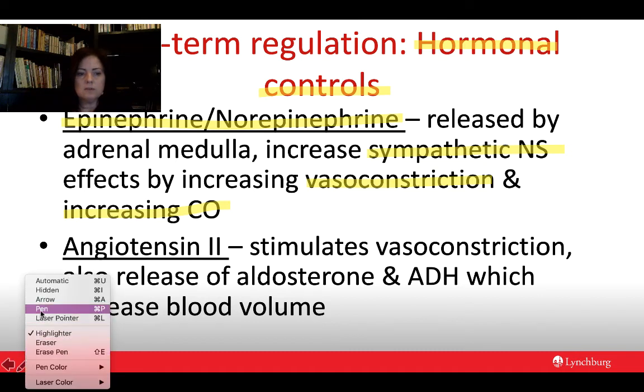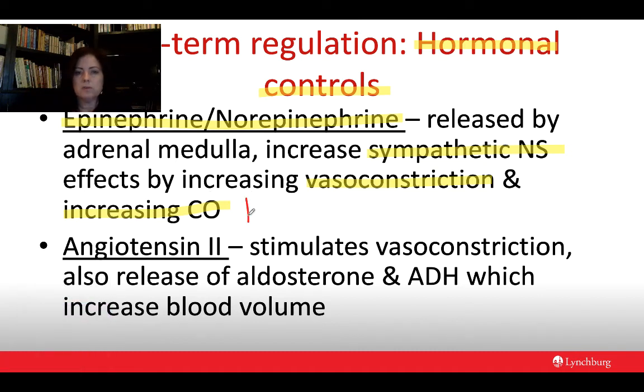And as a result, what's going to happen to pressure? So increasing vasoconstriction means increased resistance, and increased cardiac output, right? What's the relationship here? What's going to happen to blood pressure? So we know it's going to increase, right? Direct relationship with all those. So epinephrine and norepinephrine result in increasing blood pressure.